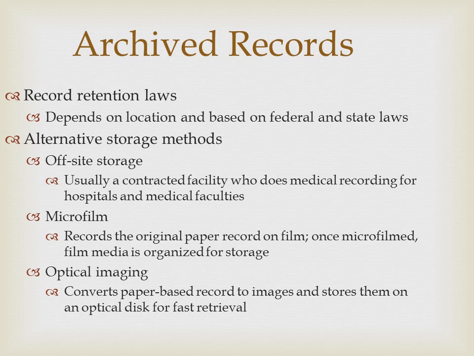You can actually archive records on what you call microfilm. So basically with microfilm, it records the original paper record on a film, and once it records it on the film, it's then ready for storage. You can also do optical imaging. This is basically where you convert a paper-based record to an optical disc. It's just for faster retrieval. And it is much faster to retrieve something electronically versus if you have to depend on retrieving it by paper.